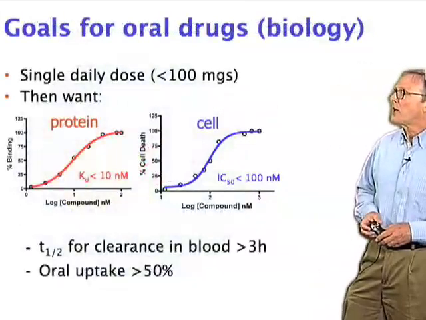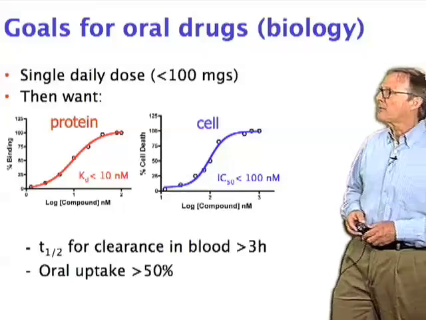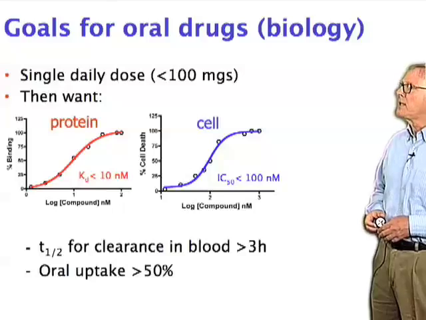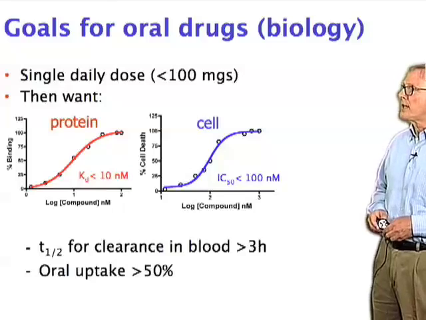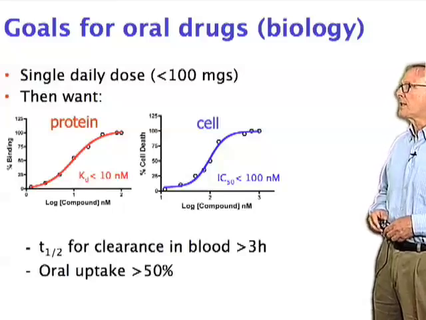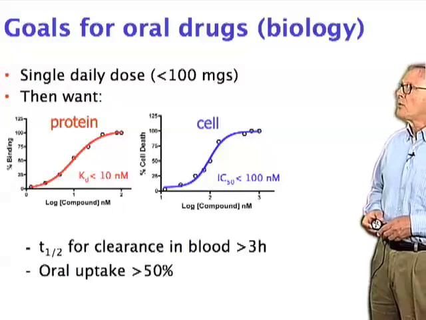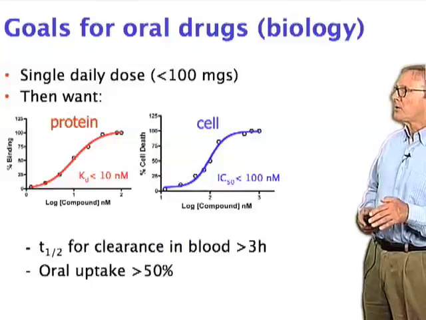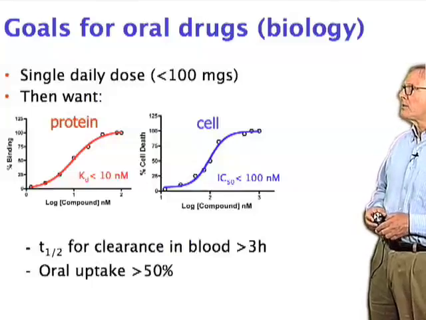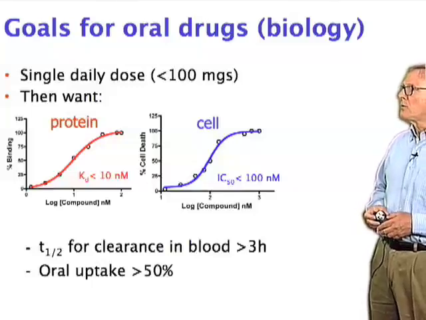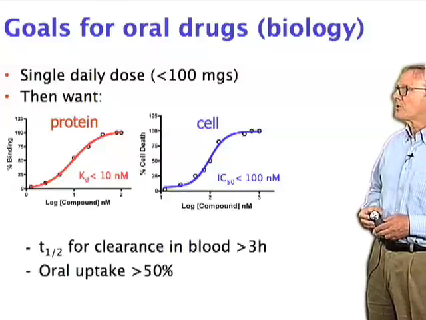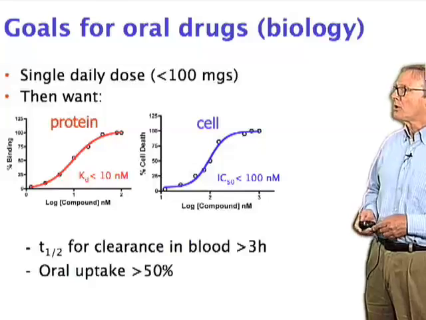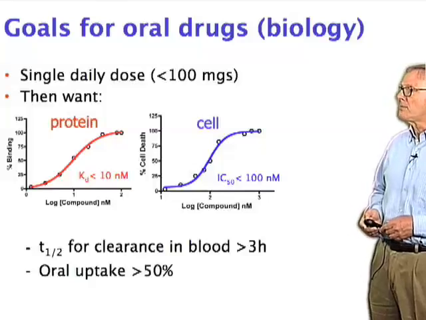So the goals for an oral drug then, after this process, again, are that we're looking for compounds that can be dosed once a day at hopefully less than 100 milligrams per day. We want reasonable protein binding potency and reasonable cell activity. We want a decent half-life so that it only has to be taken once a day, and we want good oral uptake so that it can be taken orally.